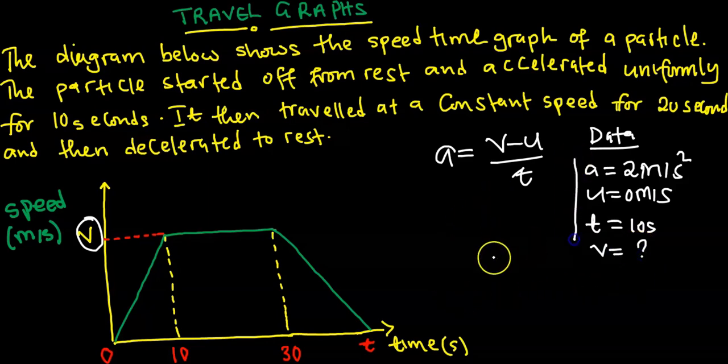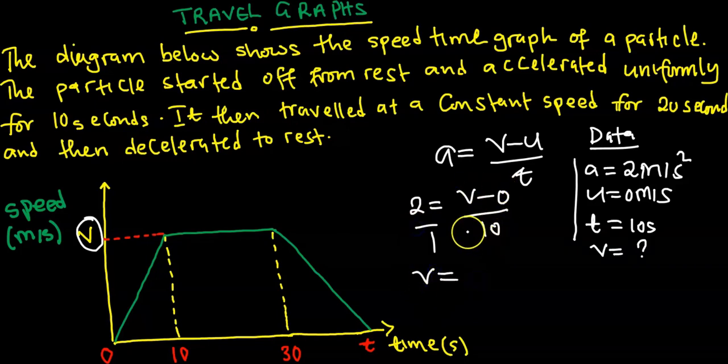Having this information, we can replace in the formula. Where there's acceleration, we put 2. So 2 equals final velocity minus initial, which we know is 0, divided by time, which is 10. Here we cross multiply. The v on top will just remain v, which equals 10 multiplied by 2, which is 20 meters per second. This is the speed v in the first 10 seconds. So that is how you calculate it. We can replace it here with 20, since it's already meters per second.